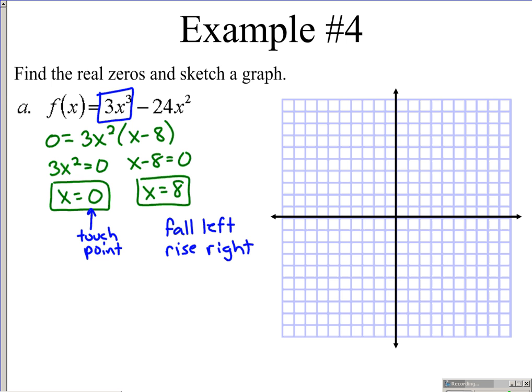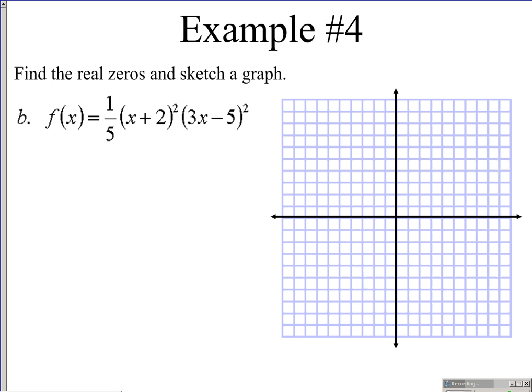So now when we go to graph this, intercepts are at 0 and at 8. We know this graph has to fall to the left and rise to the right. I know it touches at 0, so when it comes up here, it touches, comes back down before it comes back up and crosses there. Again, I don't know how low this goes in between the 0 and the 8, but again, we're not interested in that at this point.